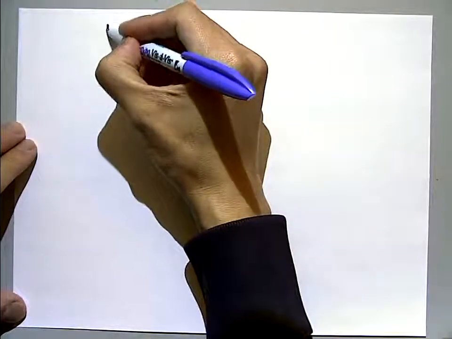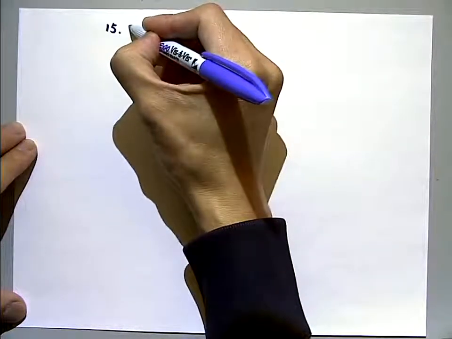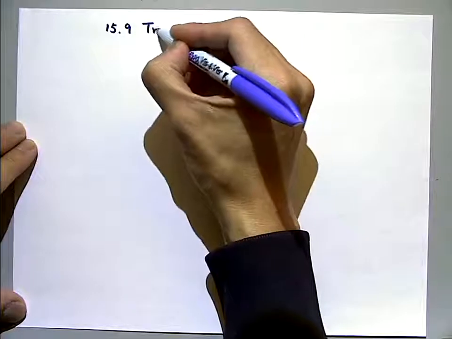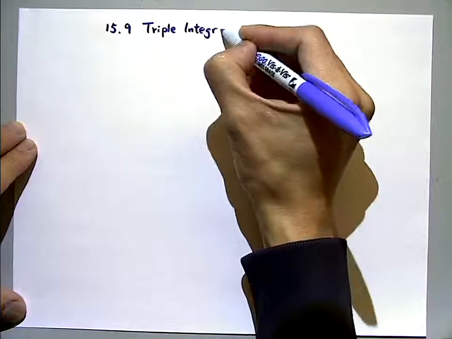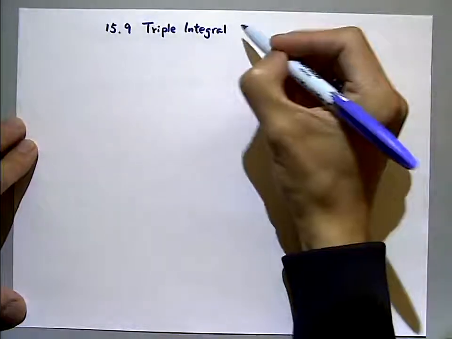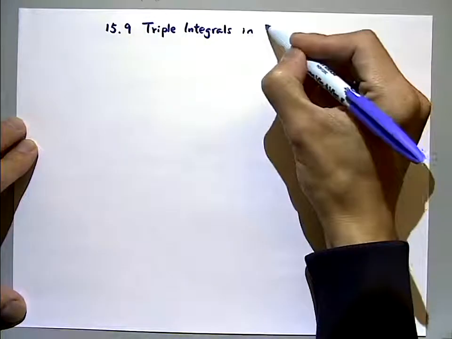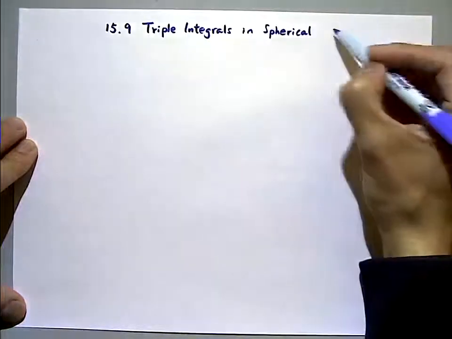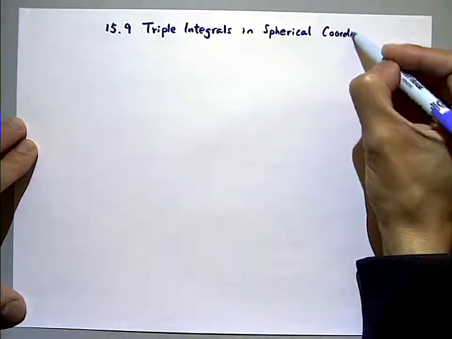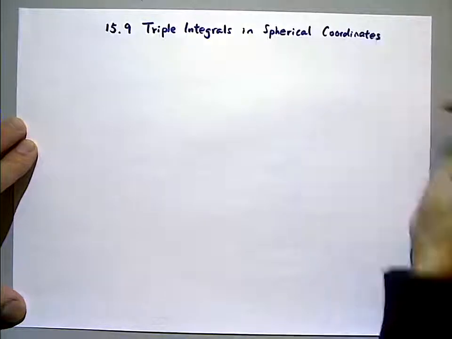Okay, today we're going to look at section 15.9, continuing with triple integrals, but this time in another new coordinate system, what's called spherical coordinates.